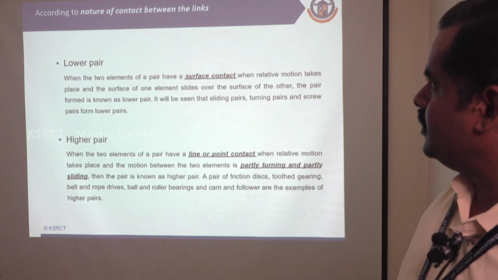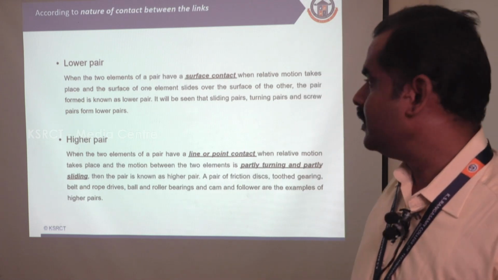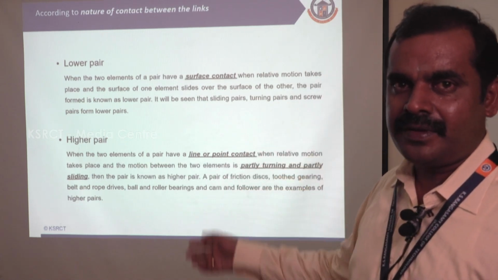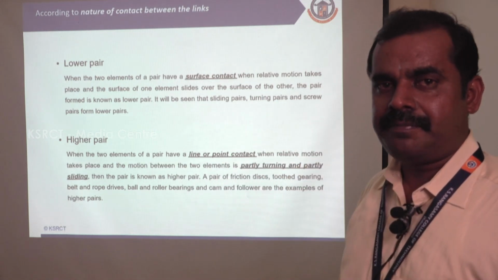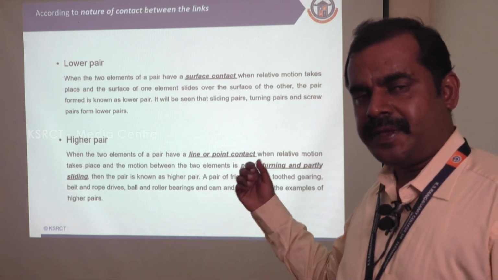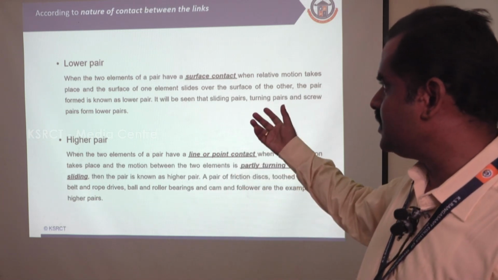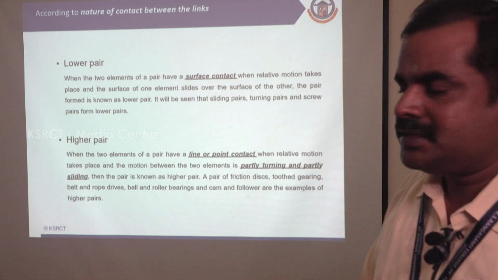So next one, according to the nature of contact between the links. So first one is lower pair, where we are having surface contact between the elements. So previously we have seen the sliding pair, rolling pair, then spherical pair, all these pairs come under lower pair since they are having surface contact with each other.